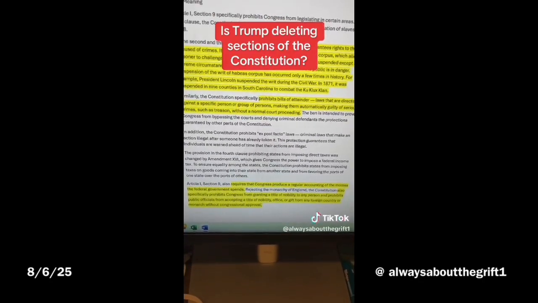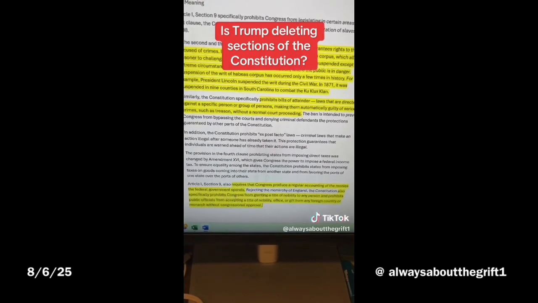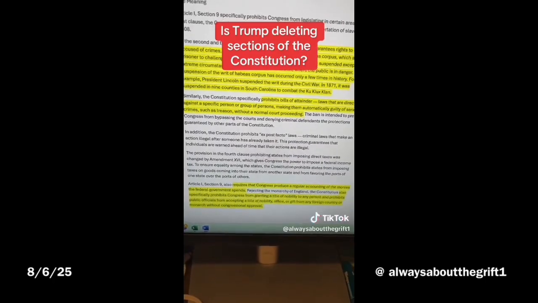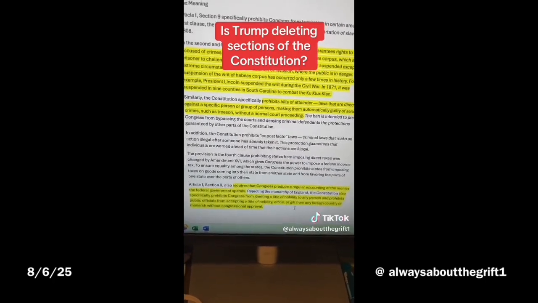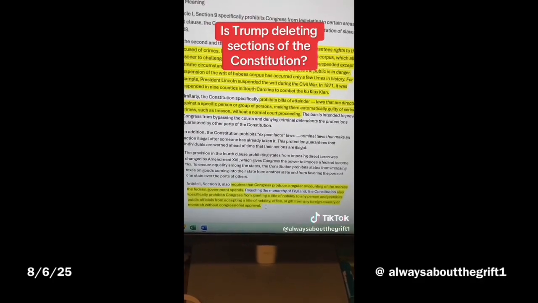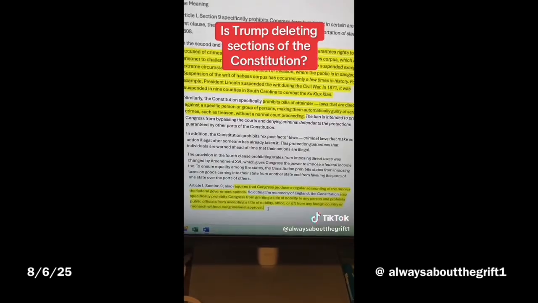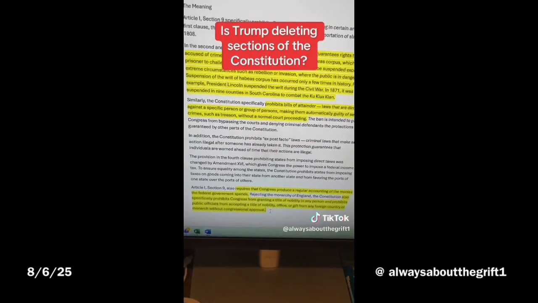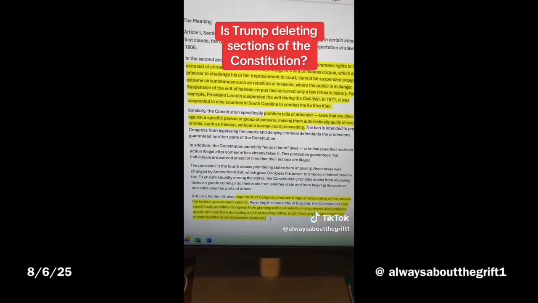And lastly, it also specifically prohibits Congress from granting a title of nobility to any person and prohibits public officials from accepting a title of nobility, office, or gift from any foreign country or monarch without congressional approval. And that has come up as well, as Donald Trump just accepted this big jet from the Middle East, which appears to be some sort of bribe.